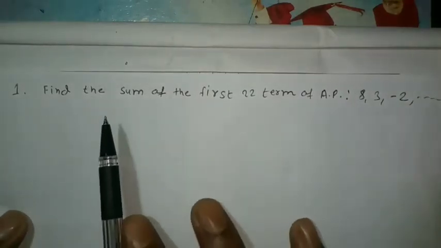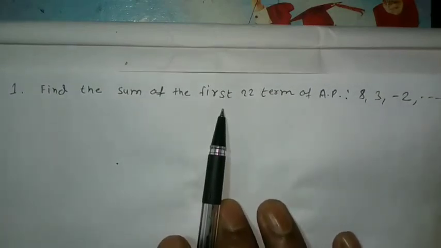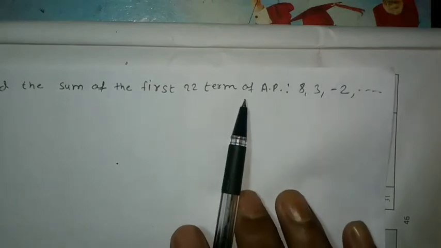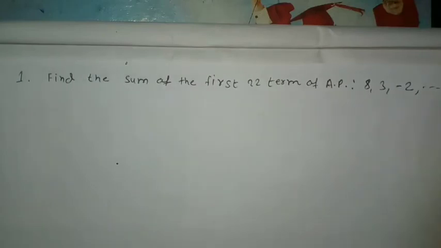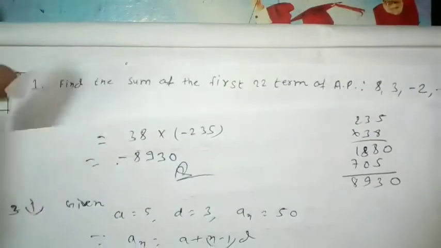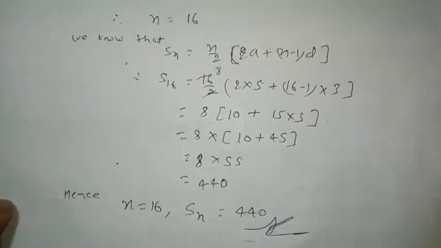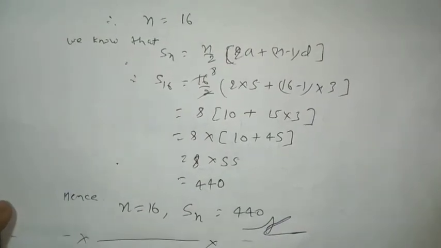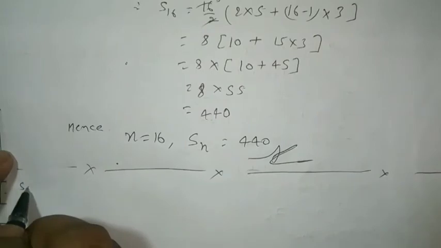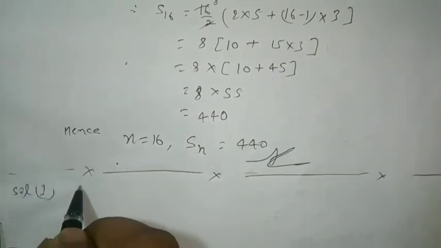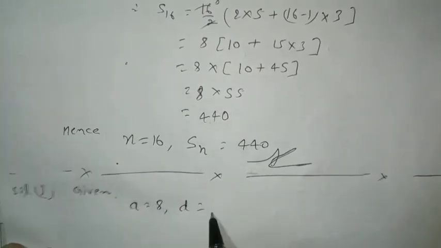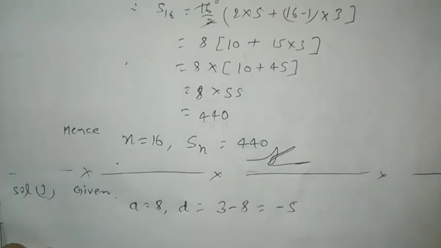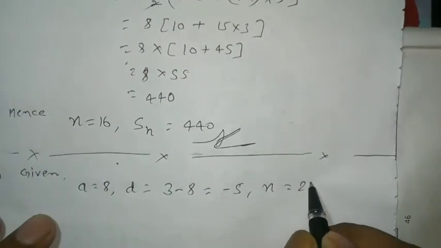First question of practice. Find the sum of the first 22 terms of the AP 8, 3, minus 2, etc. Now solution. Given a is equal to 8, d is equal to 3 minus 8 is equal to minus 5, n is equal to 22.